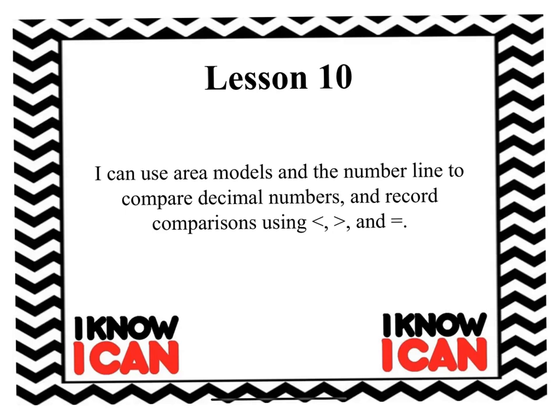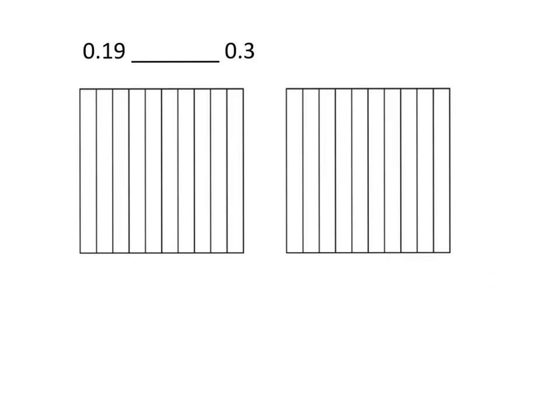Going to continue on with our decimal unit, and today we're going to start with lesson 10. I can use area models and the number line to compare decimals and record comparisons using less than, greater than, and equal to. In our first example, we see 0 and 19 hundredths is greater than, less than, or equal to 3/10.